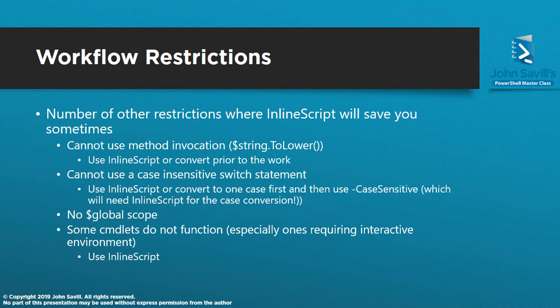I cannot use a method invocation, i.e. $string.ToLower(). Remember, the dot means I'm using a method of an object. Well, I can't do that. But I could do it within an inline script, or I can convert it prior to doing the work. I cannot use a case-insensitive switch statement, but I could use an inline script again, or convert it to one case first and then use case-sensitive, which, remember, if I'm going to convert the case, I need an inline script there as well. There is no $global scope for variables.